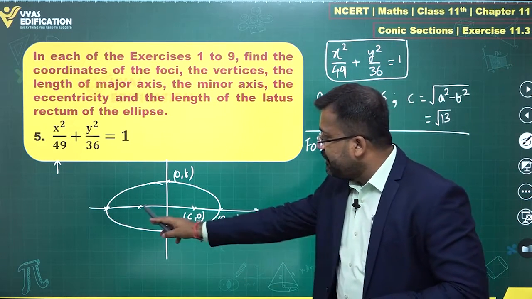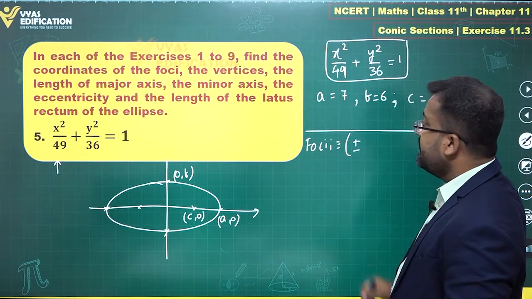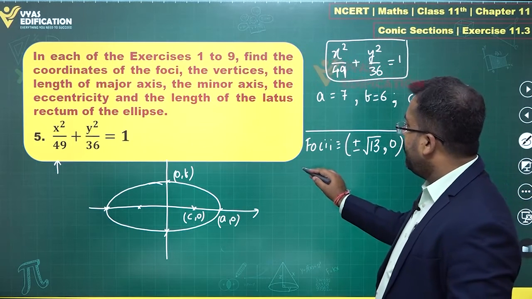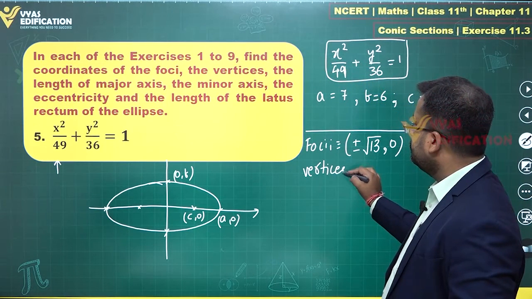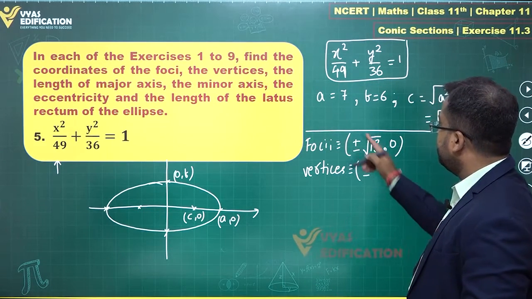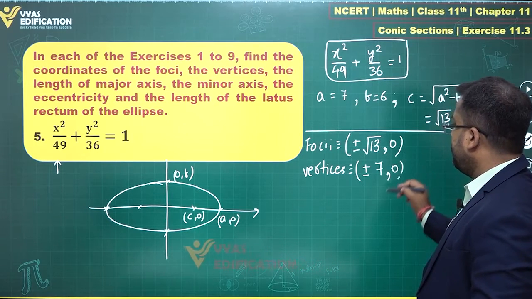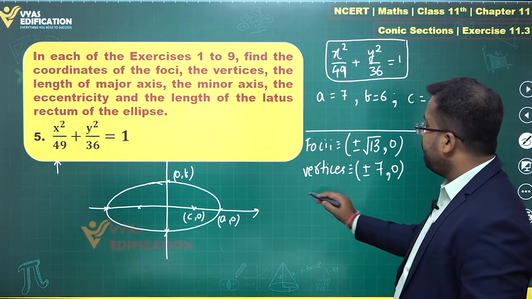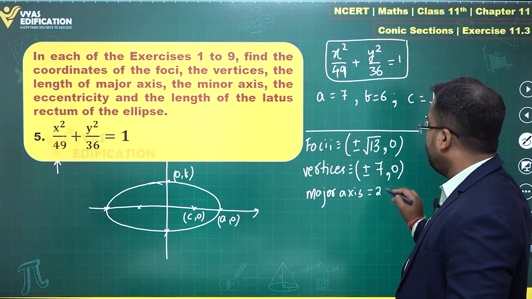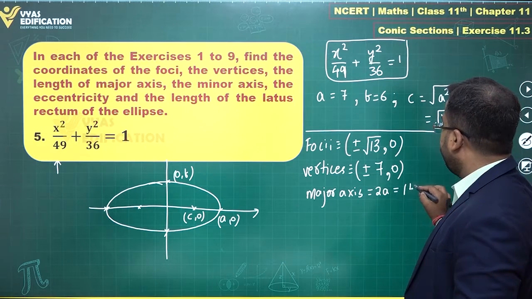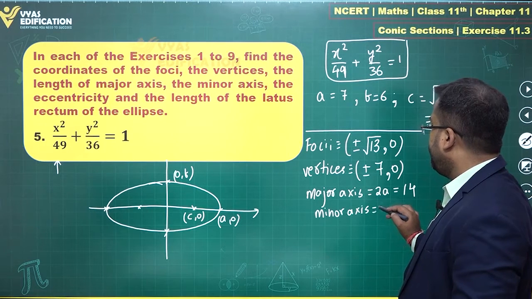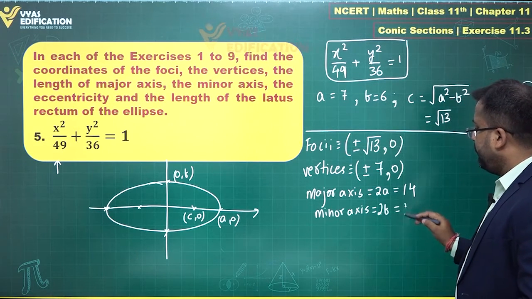Foci is c comma 0 and minus c comma 0. This is plus minus c comma 0. Next, vertices. a comma 0 or minus a comma 0. This is plus or minus a comma 0. That's what you have. Next, we have major axis, which will be equal to 2a, and that becomes 14. Minor axis, which will be 2b, and that becomes equal to 12.